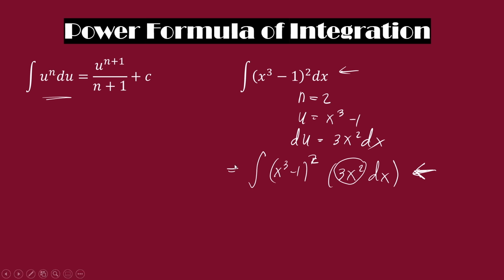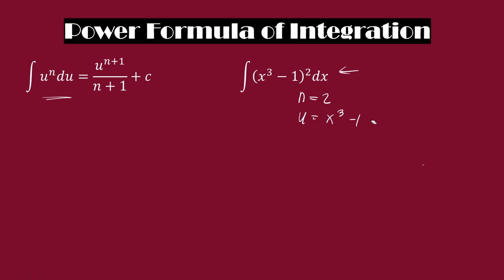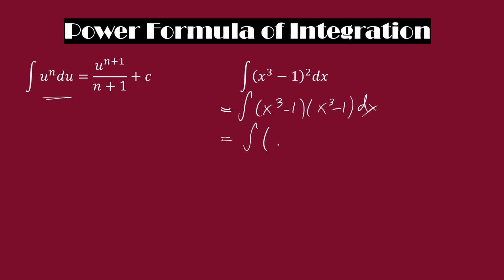Okay? So what we need to do is expand first this function. So i-expand lang muna natin. Paano i-expand? This is equal to the integral of (x cubed minus 1) times (x cubed minus 1), diba? Kay raised to 2 man, dx. So i-multiply ko silang dalawa. The result is x raised to 6 minus 2x cubed plus 1 dx. So this is the new function.